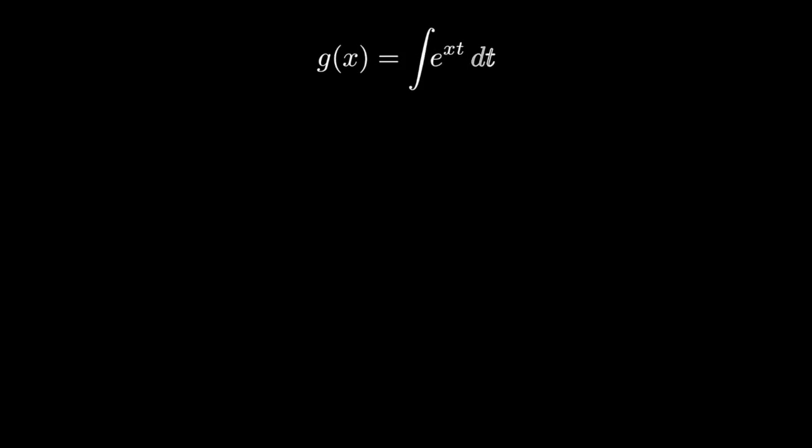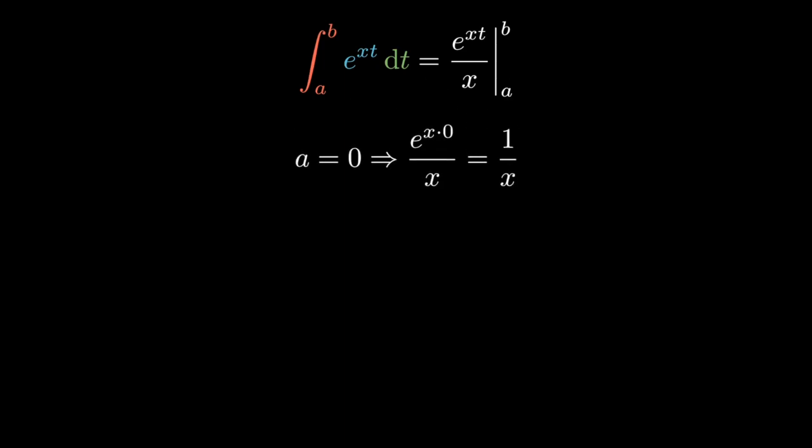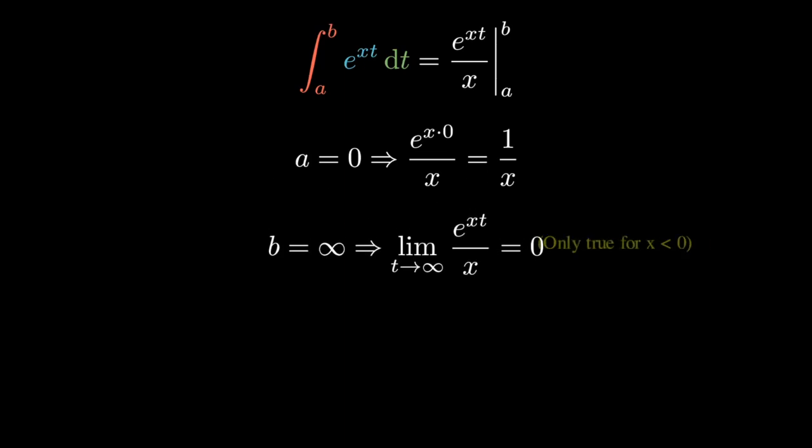We can use the integral of e to the power tx with respect to t, which will evaluate to e to the power tx upon x. Now we can set the lower limit equal to 0, which will lead to 1 upon x, and the upper limit to infinity. As x is negative, this will evaluate the exponential to 0. And we got 1 upon x.